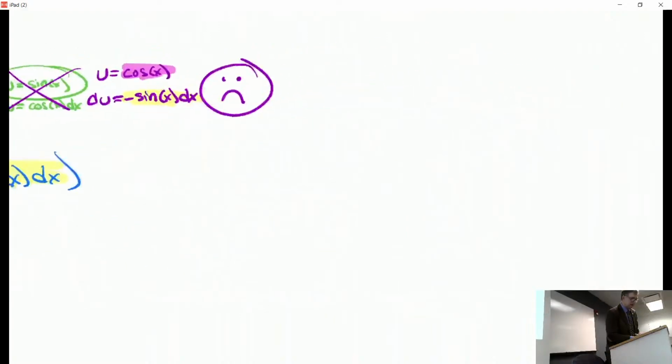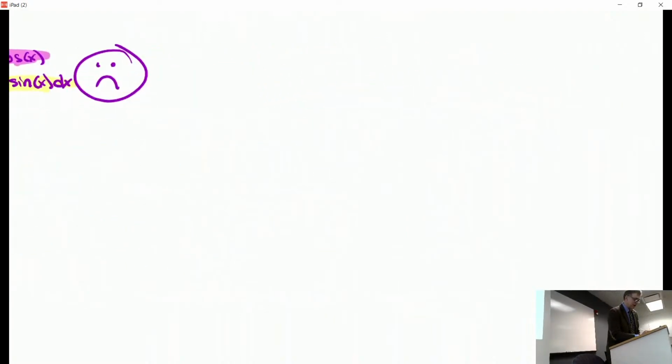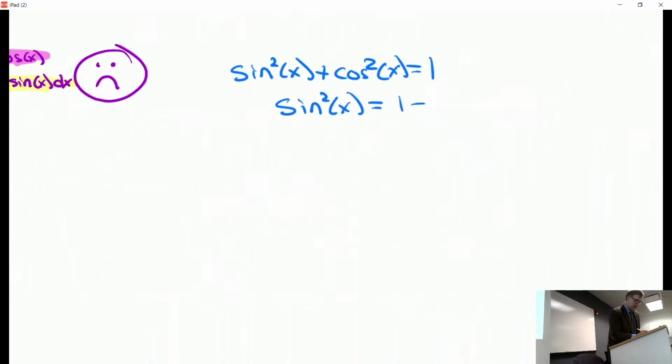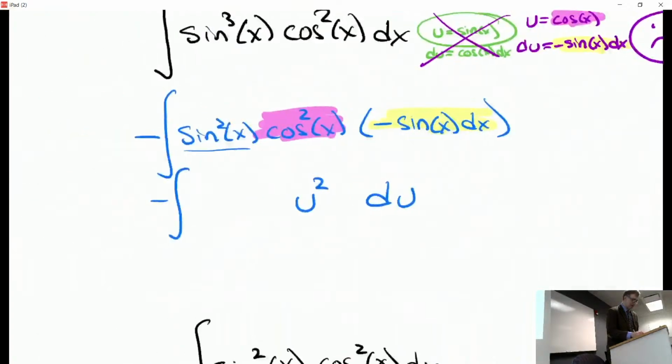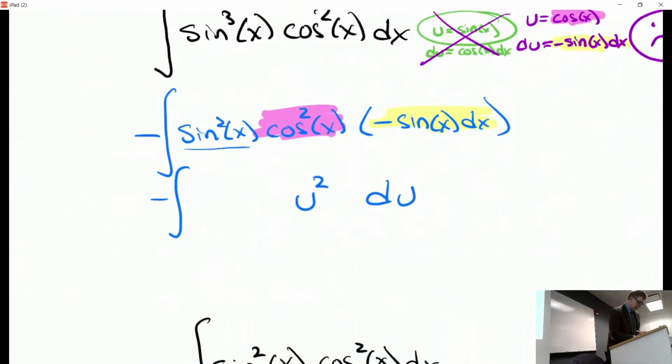And specifically what I can do with it is I can go back in my memory to sine squared plus cosine squared is equal to 1. And just remember that, hey, sine squared is the same as 1 minus cosine squared. Isn't that amazing? And so what I could do is go back here and do a little intermediate step: sine squared is actually 1 minus cosine squared, which is the same as 1 minus u squared.